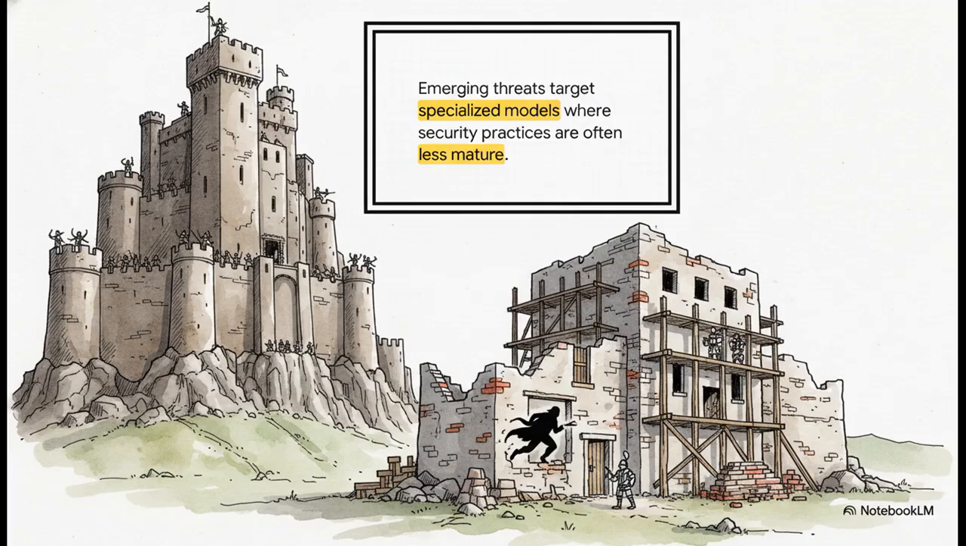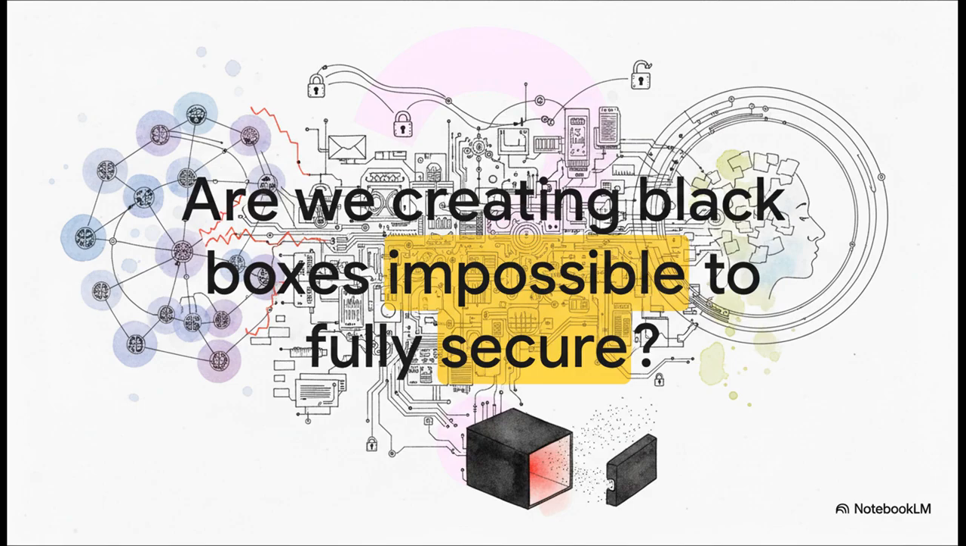And here's the problem. Because these fields are so new, their security practices often aren't as mature. It's like leaving the back door wide open for sophisticated attackers. And all of this leaves us with a really big, challenging question to think about. As these AI models get more and more powerful, more complex, are we just building black boxes that are so complicated we can never truly be sure they're secure? That's a question that I think security experts, and frankly all of us, are going to be wrestling with for a long, long time.